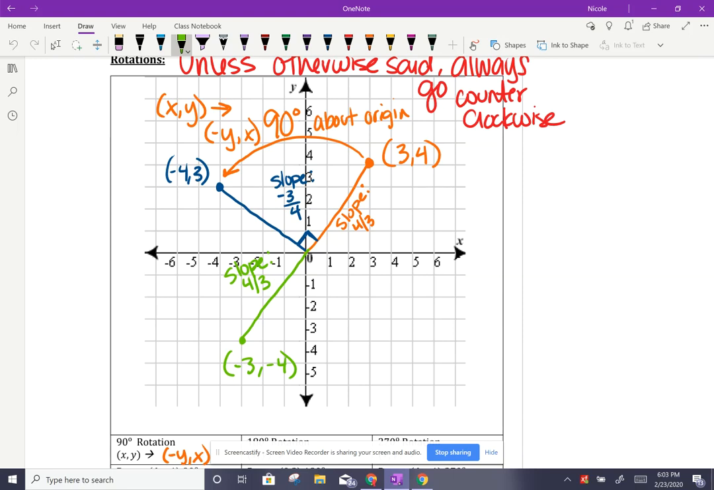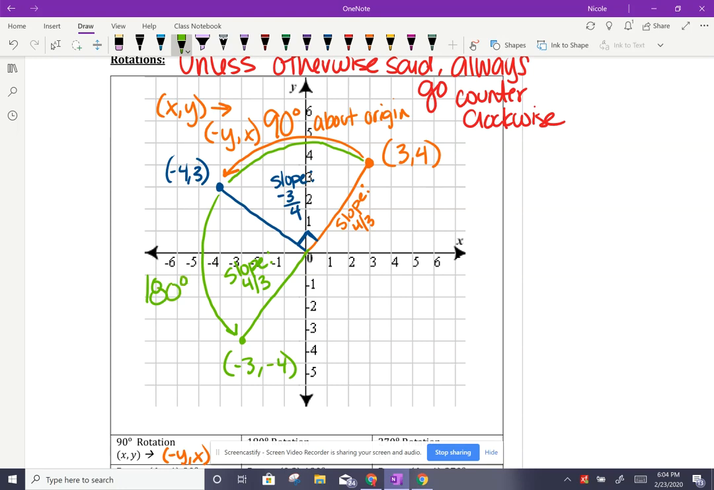And we have rotated an additional 90 degrees. But if you're rotating an additional 90 degrees from the very beginning, how much have you actually rotated? From that original point (3, 4), I've rotated 90, and then I kept going and rotated another 90, so I actually moved 180 degrees.